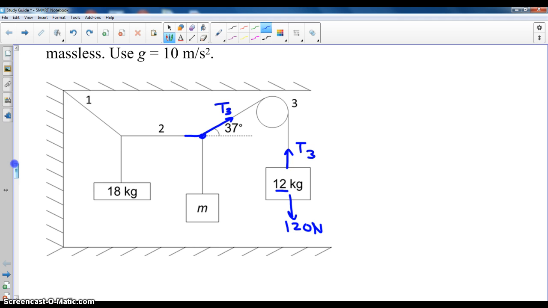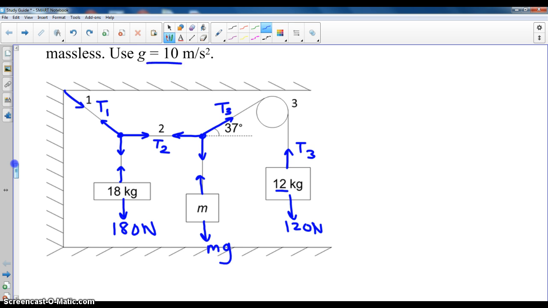T2 has also been stretched. Rope 2, rather, has been stretched. So there's tension. The rope's ends are being pulled back to the middle. T1 has been stretched, so its ends are being pulled back to the middle. And this has been stretched, that rope, which is not numbered, and so has this one. Pulling down on the block is mg. Pulling down here is 180 newtons. M 18 times G 10 gives us 180.